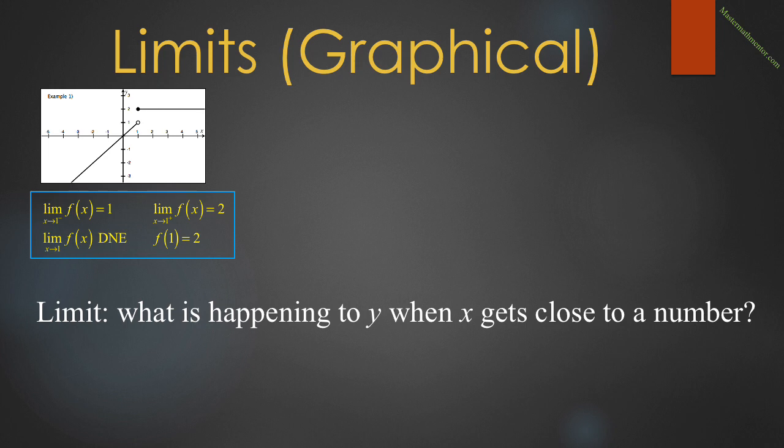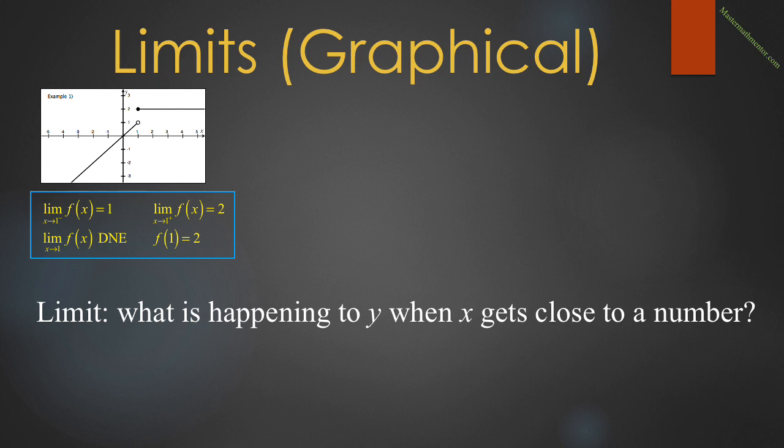We are given a piecewise function that is not continuous. We will discuss continuity later in the course. If we look at the limit of f of x as x approaches 1 from the left, we find it to be 1. The closer x gets to 1 on the left-hand side, the closer y gets to 1. Note that the curve does not go through the point (1, 1), but this does not affect the limit.